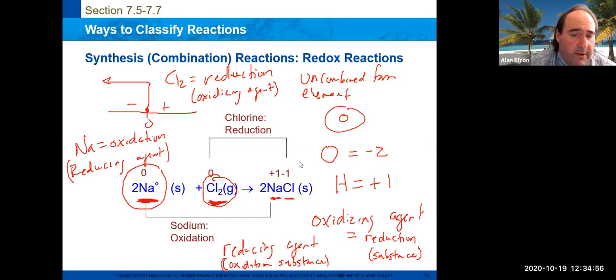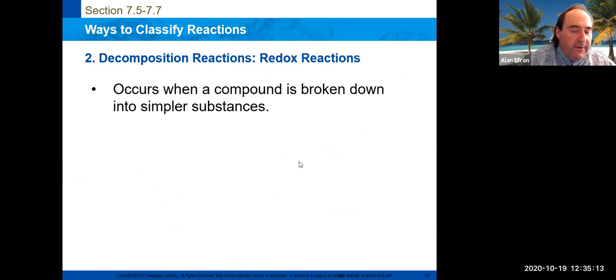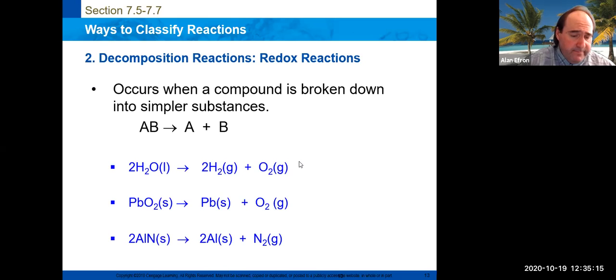Okay, so these are synthesis or combination reactions, which basically you put two things to make one thing. They are also referred to as redox reactions because ultimately what's happening is we're getting a transfer of electrons. Another type of redox reaction that is known is a decomposition reaction. And really a decomposition reaction is almost the opposite of a synthesis. In a synthesis reaction, we put it together. In a decomposition, we break it apart.